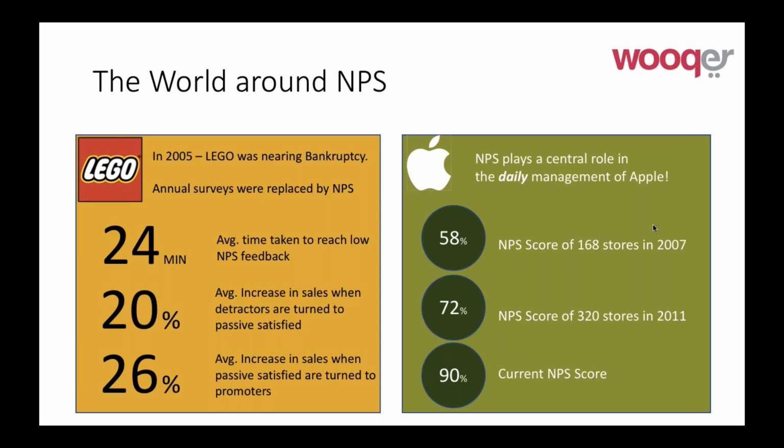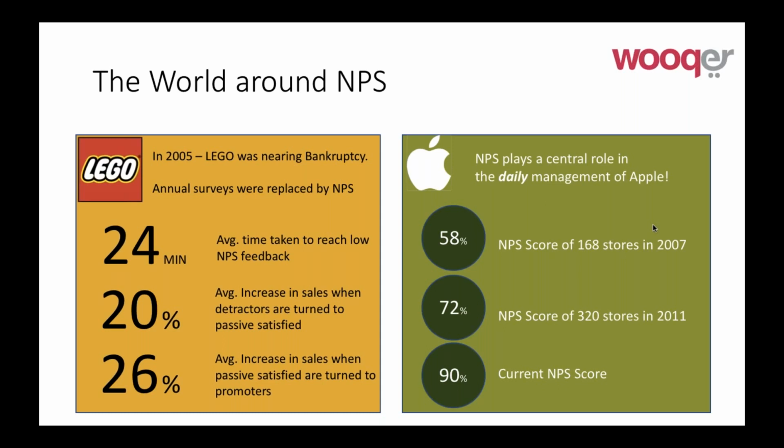What happens when you turn people into your advocates? Now imagine if somebody was passively satisfied, and what I mean is people giving a feedback between 7 and 8. In this case, if you are able to turn them into your promoters, you are able to generate 26% more revenue. If you are able to turn your detractors into people who have a neutral opinion, you are able to increase your business further by 20%. This is a statistic that Lego has published in the public domain.